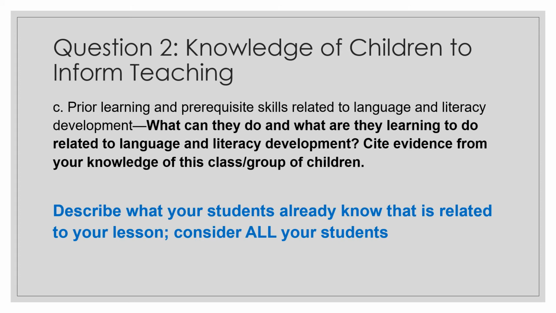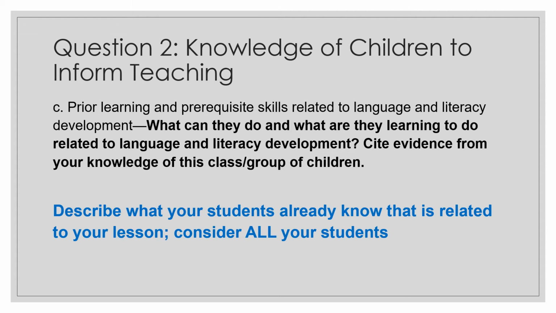Question 2C is, again, you're describing your knowledge of your students, and you're going to describe prior learning and prerequisite skills related to language and literacy development. So what can they do and what are they learning to do related to language and literacy development? Cite evidence from your knowledge of this class or group of children. So again, you're going to describe what your students already know that's related to your lesson.